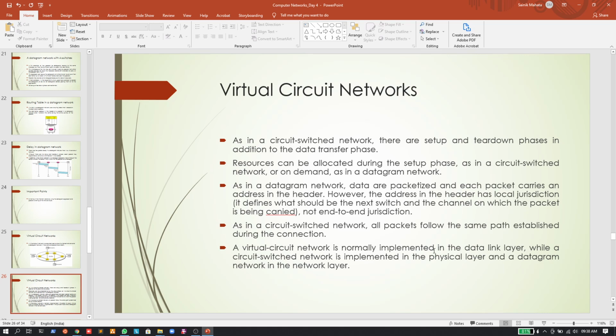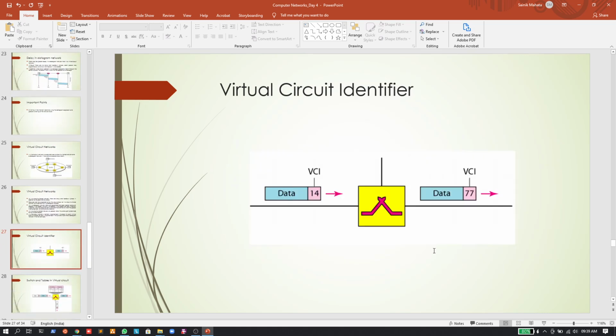Whenever we are talking about virtual circuit networks, it is implemented in the data link layer. Now, as we discussed earlier, there is a concept of local addressing as well as global addressing. If you remember, in the case of packet switch networks, if this is the packet, you can see that there is a data and there is an address.